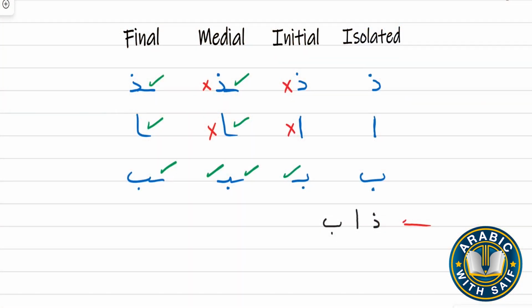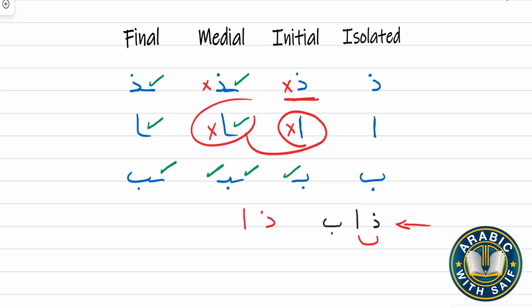Dal, Alif, Ba. Let's connect these 3 letters. First, we will check the relation between Dal and Alif. If Dal is in the beginning of a word, it cannot be connected to any letter after it. So by default, letter Alif's middle form will change to be the initial form.